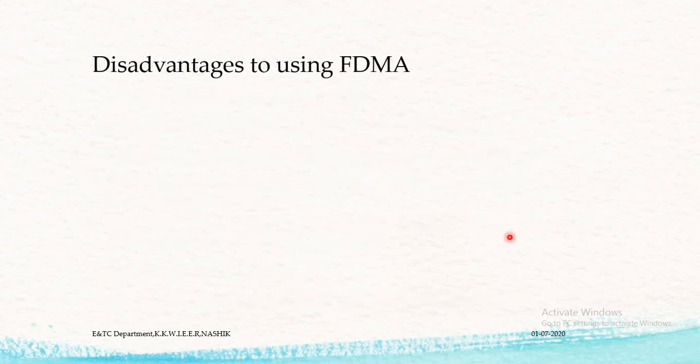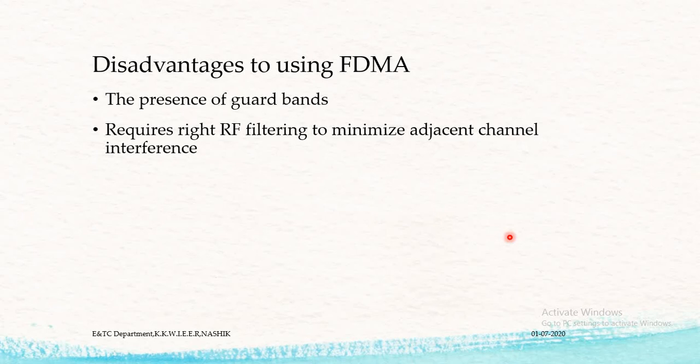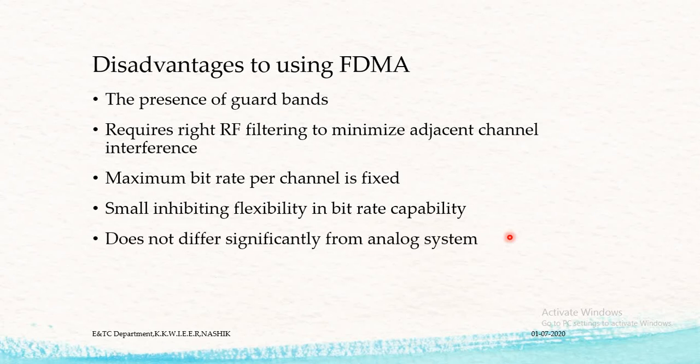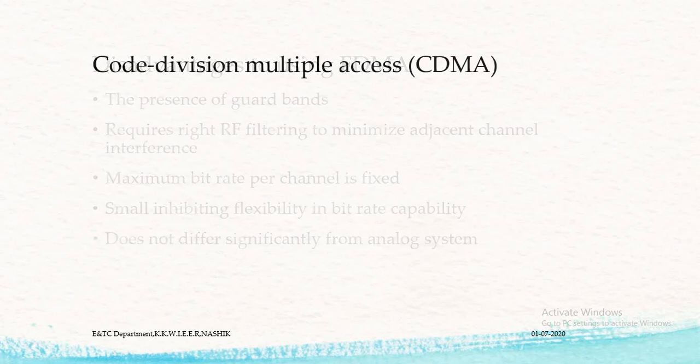Along with it, it has some disadvantages. The presence of guard band is one of the major disadvantages of using FDMA. Requires tight RF filtering to minimize adjacent channel interference. Minimum or maximum bit rate per channel is fixed. Small inherent flexibility in bit rate capacity, does not differ significantly from analog system.